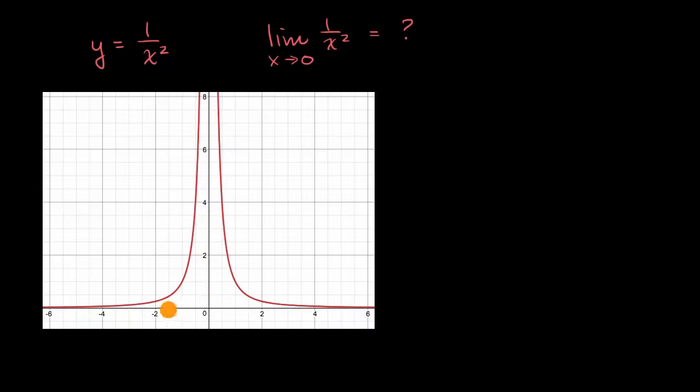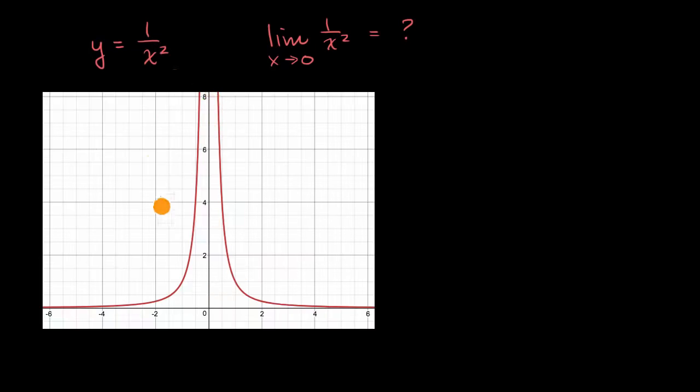The closer we get to 0 from the left, you take 1 over x squared, it just gets larger and larger and larger. It doesn't approach some finite value. It's unbounded, it has no bound. And the same thing is happening as we approach from the right. As we get values closer and closer to 0 from the right, we get larger and larger values for 1 over x squared without bound.